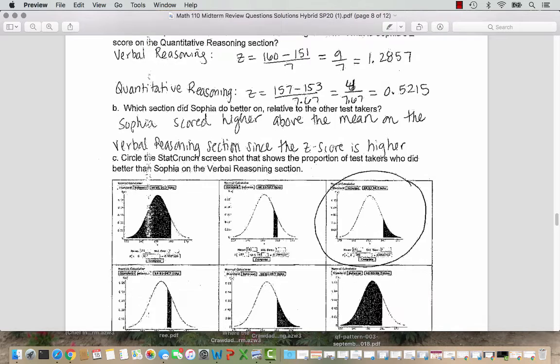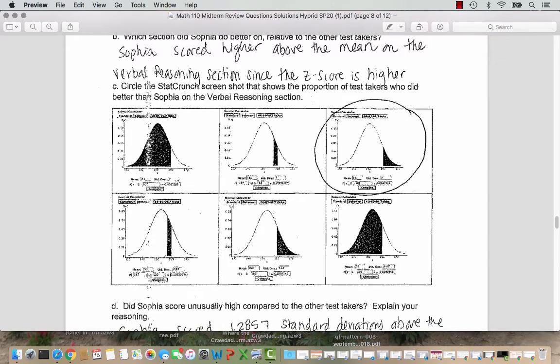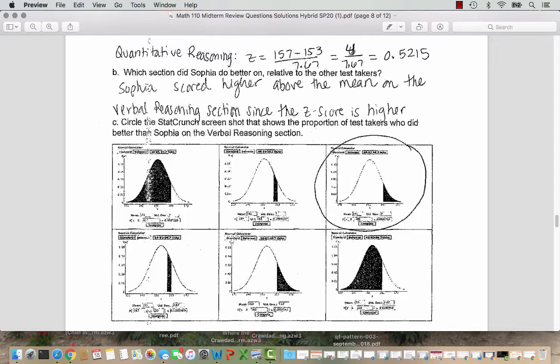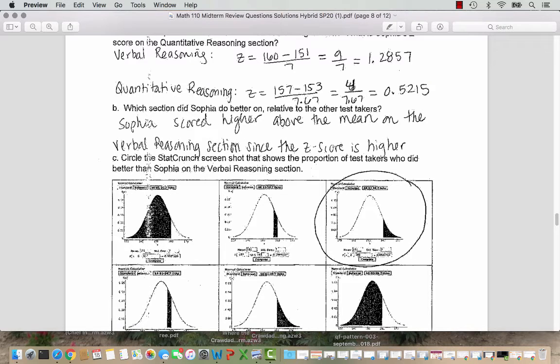And then we want to circle the StatCrunch screenshot that shows the proportion of test takers who did better than Sophia on the verbal reasoning section. It's hard to see here, but you could check on your PDF of the original practice questions. So the last choice here is the best. It's the match because you could see that we are comparing to Sophia's score on the verbal section, the 160, is in here, and then we're looking at the people who scored higher than that. So we want to know those who did better than Sophia.